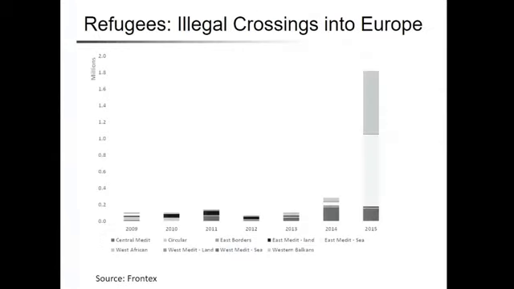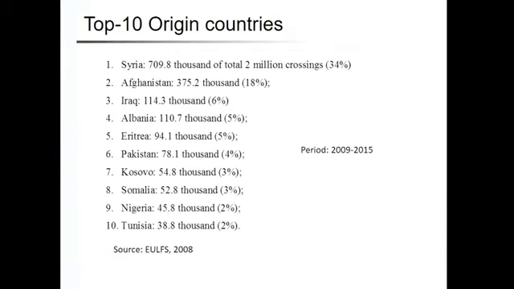Let me just spend the last 3 minutes on refugee migration. We all know we had very large illegal crossings into Europe. This is just data from Frontex, 1.8 million alone in 2015, and 2016 is likely to be slightly lower, but still very substantial compared to the average over the last decade. People come mainly from Syria, Afghanistan, and Iraq.